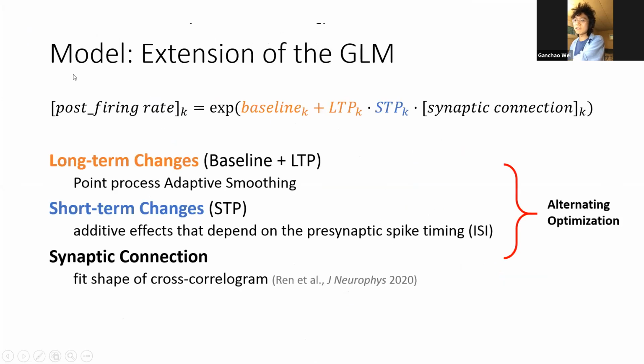To achieve these goals, we build a model based on the Poisson GLM. At each time tk, the equation is like this. The log link was used to capture the nonlinearity. And the linear component can be divided into three parts: the long-term part, the short-term part, and the synaptic connection, which gives us the shape of the coupling effect. To fit the synaptic connection, we just need to fit the shape of the cross-correlogram by an alpha function. So our focus now is to fit the long-term part and the short-term part, and how to combine these two.